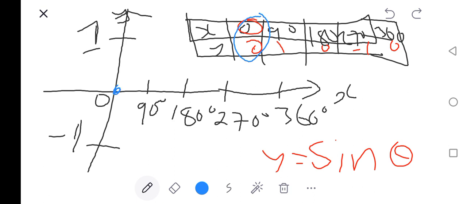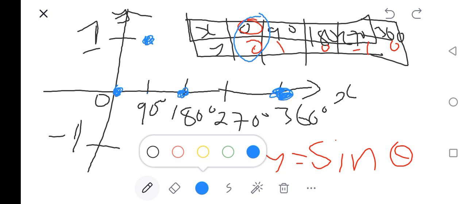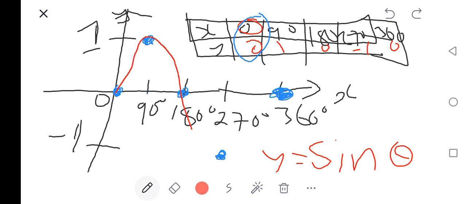So here we are indicating 0,0, it's here. Are you seeing that? 90,1 is here. Are you following? 180,0 it's here. 270,-1 it is here. Are you following? 360,0 it's here. Are you following? Let us join these. We started from here, to there, and here. So that's a graph of sine.